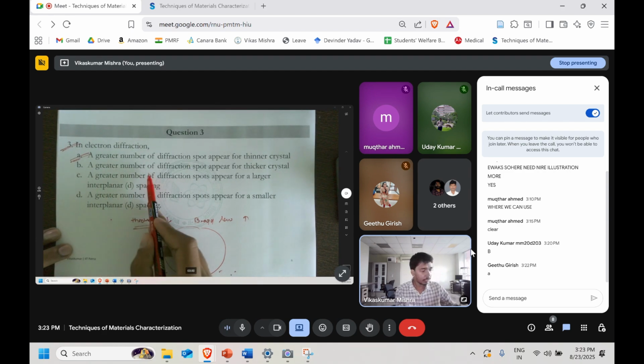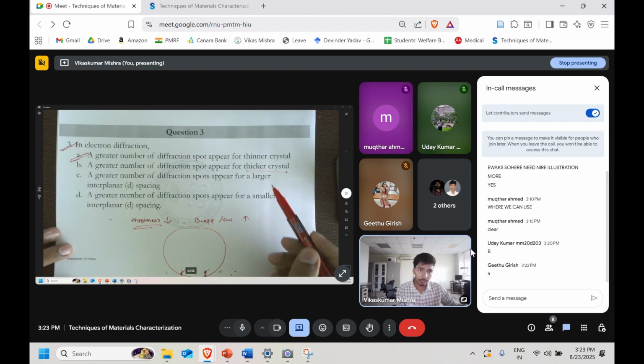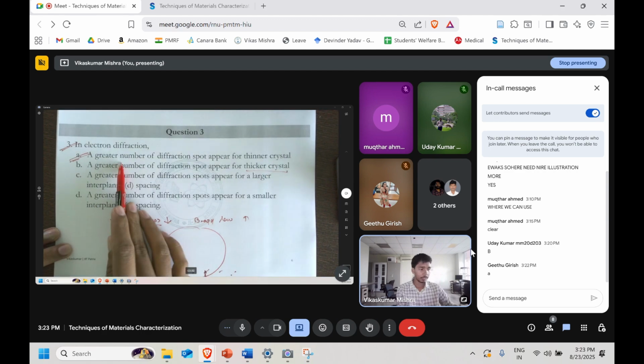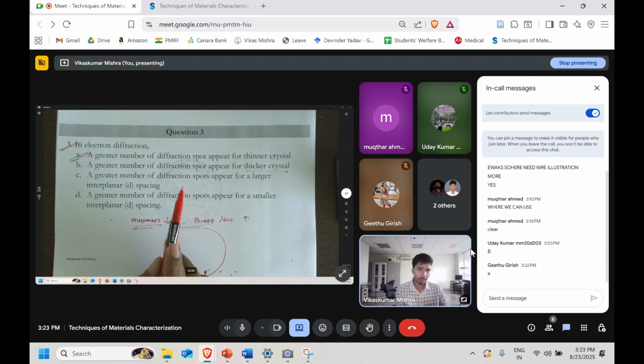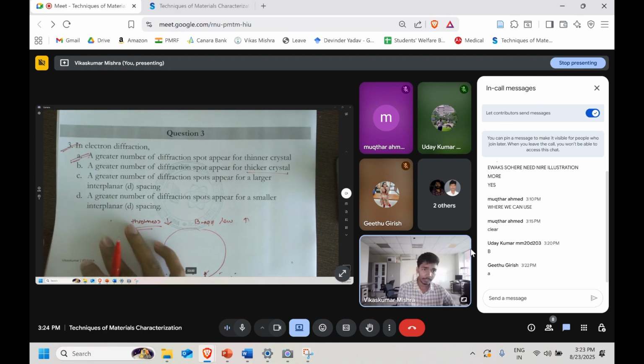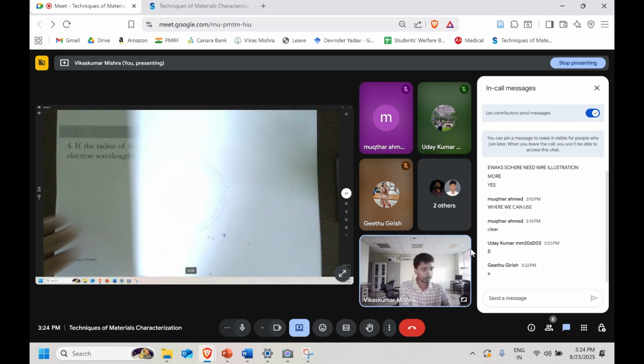The second option states that a larger number of diffraction spots is obtained when the crystal is thicker. That reverses this phenomenon. In that case, you will get sharper spots, and the number of spots will be less. So that's how we have solved question number 3. If any doubt, guys, let me know. If not, let's move to the next question, question number 4.